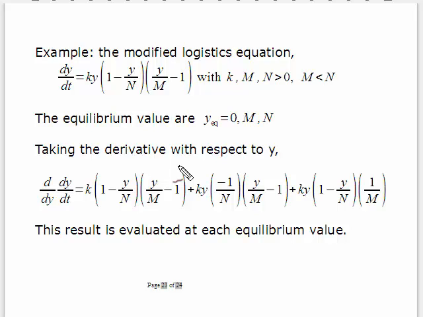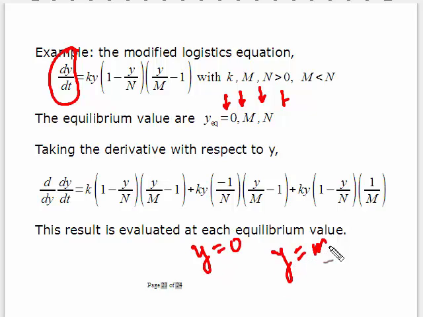Now we take the derivative of this with respect to y. So what's the advantage here? We don't have to graph this. We just take its derivative. And now if we did the first method, we'd have to find little points in these regions between here and evaluate the derivative. But in this case, we're just going to take the derivative with respect to y and evaluate it. We'll evaluate it first at y equals 0, then at y equals m, and then y equals n.